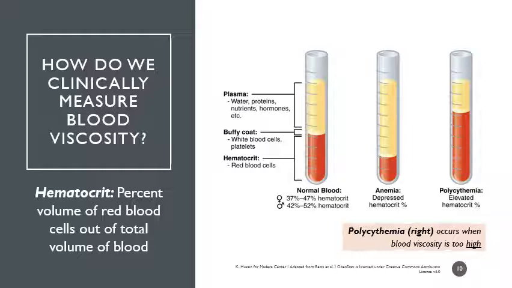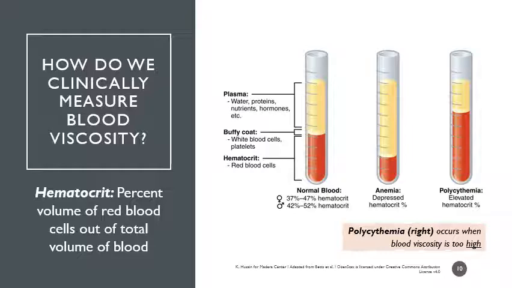So when we're thinking about those different layers, if we take a blood sample, run it through a centrifuge and density fractionate it, at the very top, the least dense, is going to be plasma that has water, proteins, nutrients, and hormones in it. There's a fluffy, bubbly coat called the buffy coat that has white blood cells and platelets, so formed elements that are not red blood cells. And then we have the hematocrit. That is the fraction that is actually erythrocytes, red blood cells.